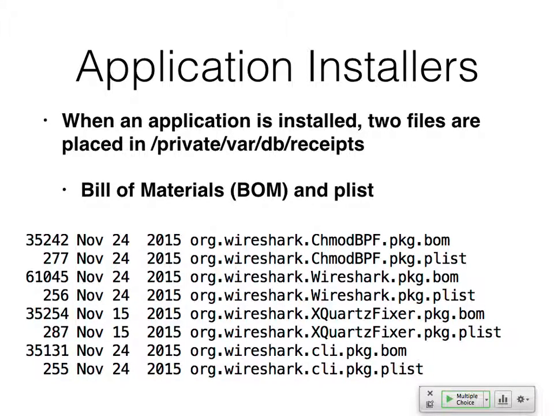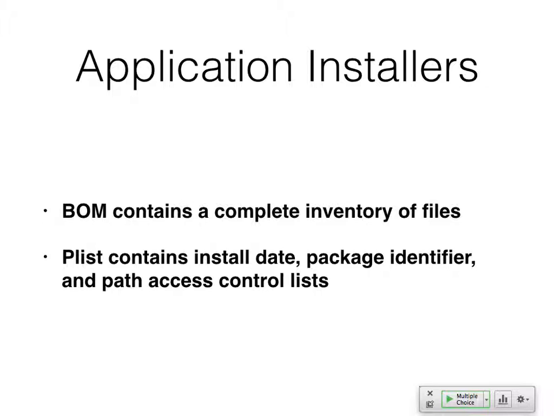Everything here, I found all these things for Wireshark. And as you may know, when you install Wireshark, it installs about 6 programs, like exports and stuff. And each one of them has a BOM and a plist file. So you totally know when it was installed and exactly which files were included in it.